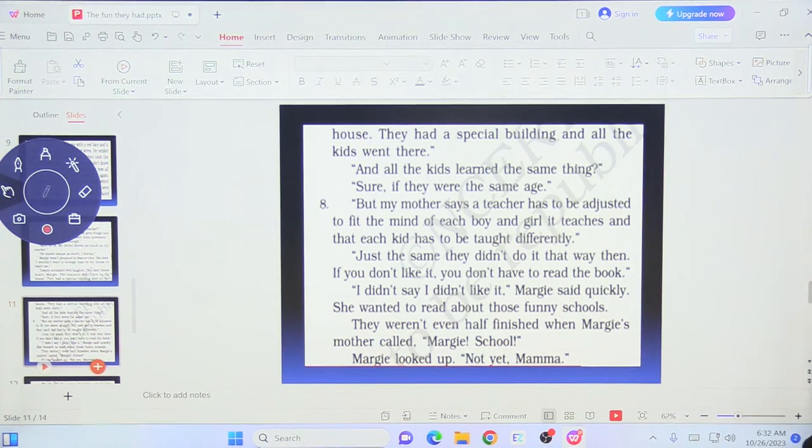I didn't say I didn't like it, Margie said quickly. She wanted to read about those funny schools, because she was desperate to read about them. So she said, no, it's not like that, I don't want to read the book. I also want to read it.